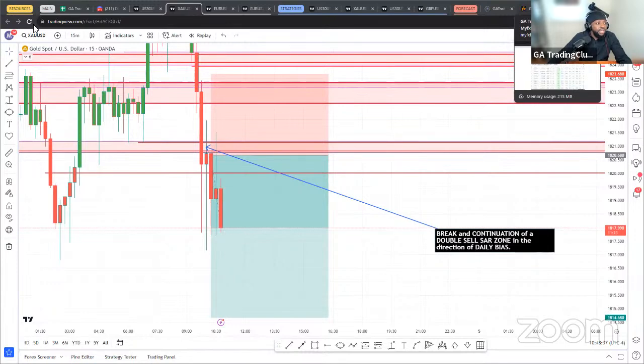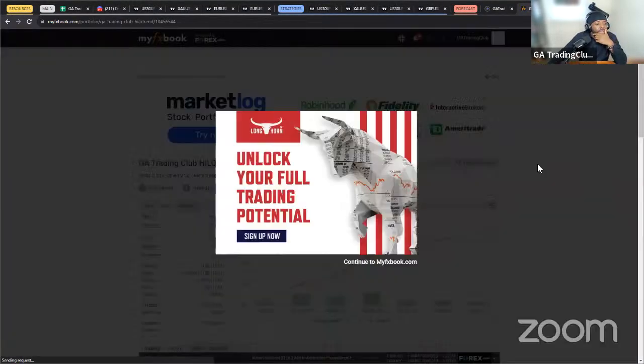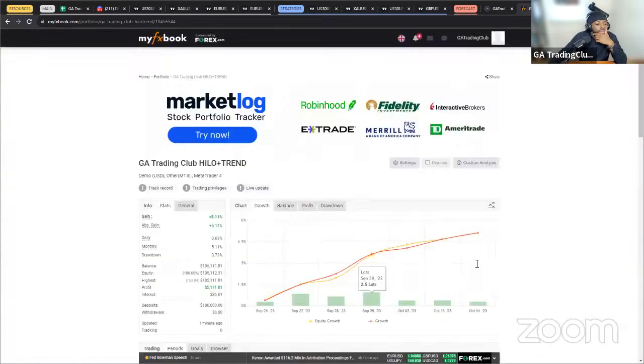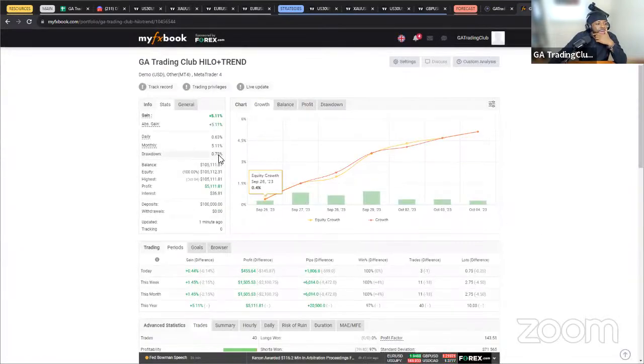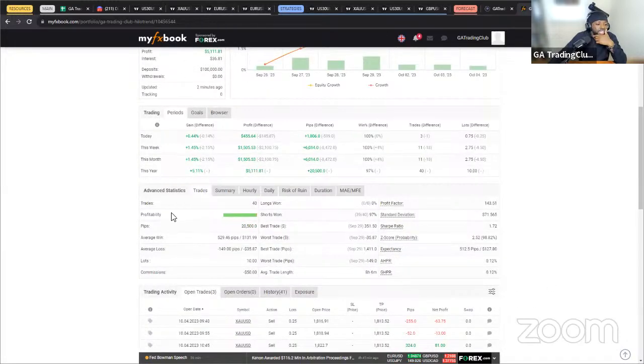And actually we can see how the EA is doing. I was looking at it on my FX book today. So it's up 5.1, and I just started this like a week ago. So the same thing I'm doing with the EA, right? I'm only setting sells only. So you can see it's only been taking sells. Shorts won 97%. So it's won 97% of all the sells.